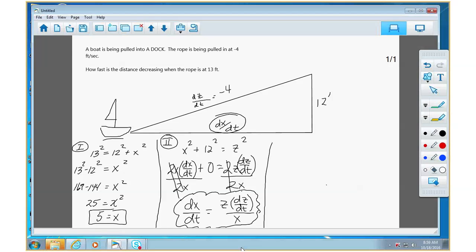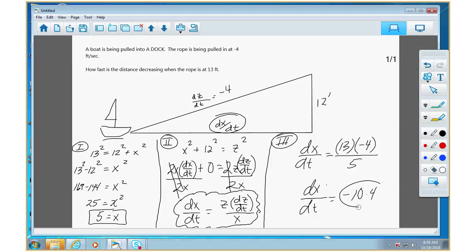It may take you a few minutes. Take my problem and plug and shove. dx/dt is equal to z, which is 13, times -4 over 5, and somebody crank that out for me. -10.4 feet per second. Let's see what I got. Yeah, -10.4.